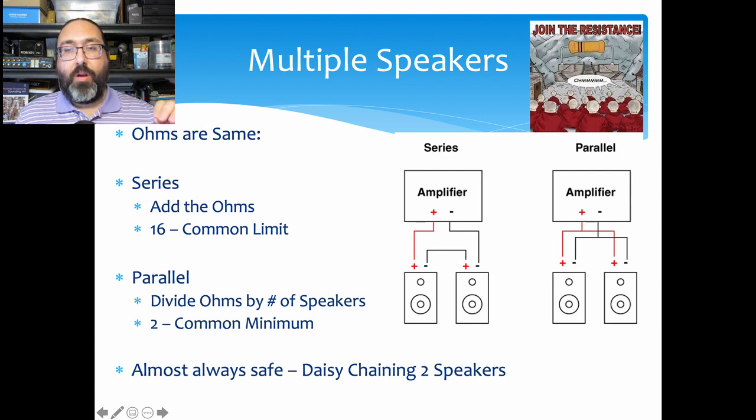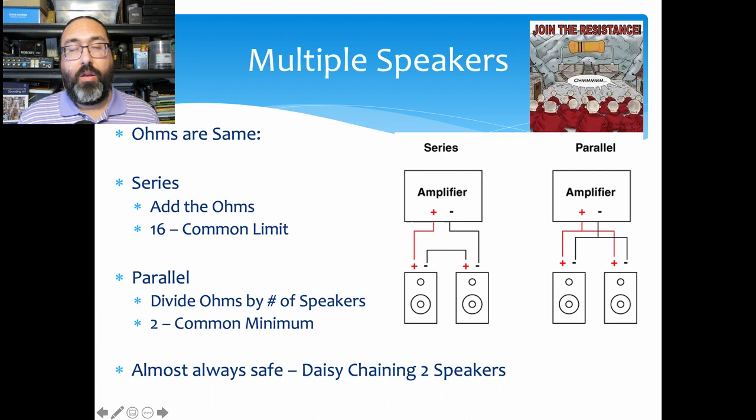Most of the time, say you have 2 4 ohm speakers, which is the other popular ohmage. Most speakers are either 2 or 4 ohms unless it's for a specific purpose. Again, 4 divided by 2 equals 2. You're safe. As a general rule, you're almost always safe daisy chaining 2 speakers. It's when you have more than 2 that you want to start to actually do the real math on it.